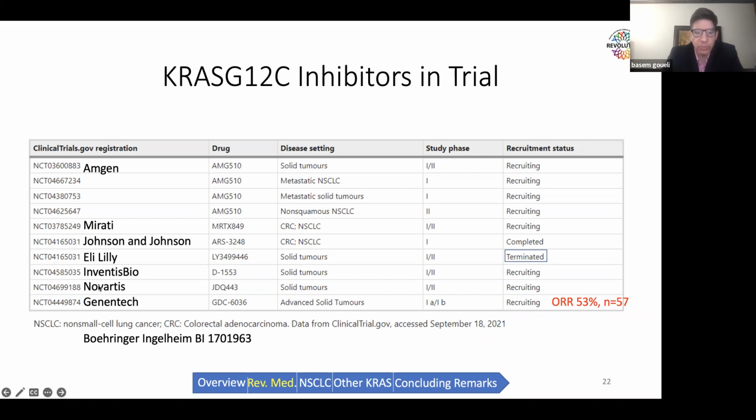Genentech just published tremendous data on GDC-6036, which is a KRAS G12C inhibitor that had an overall response rate of 53% with an N of 57 in that trial. So stay tuned for this particular drug, GDC-6036. They're going to have something to say about this KRAS G12C story.